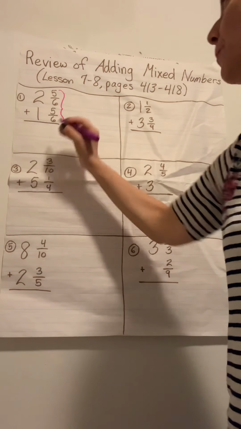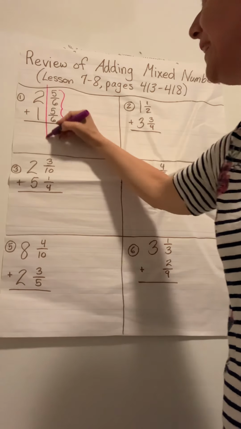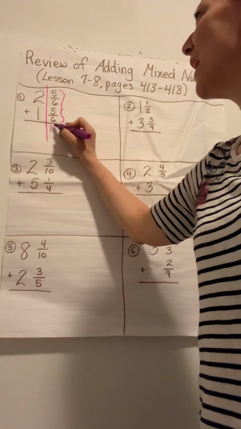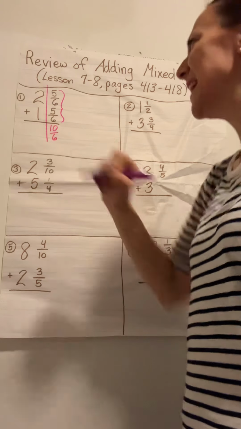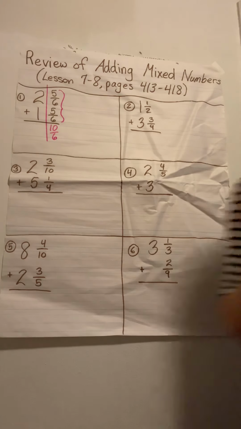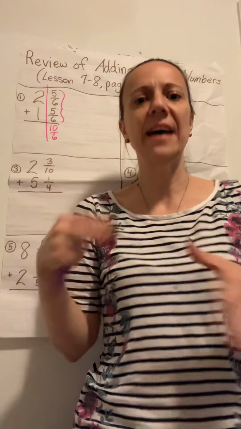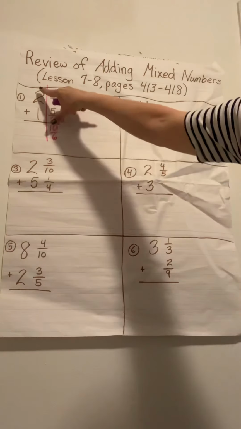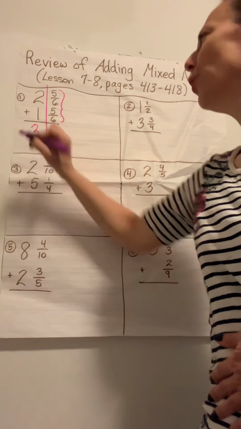So my fraction part, sometimes I like to draw a line here to separate and keep me a little more organized. My fraction part is the same as 10/6, because we know when we add fractions, we just add the numerators and keep the denominator the same. 2 plus 1 is 3. There's my whole number part.